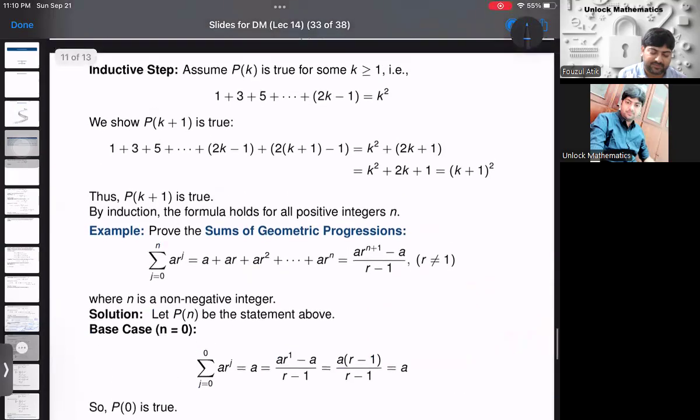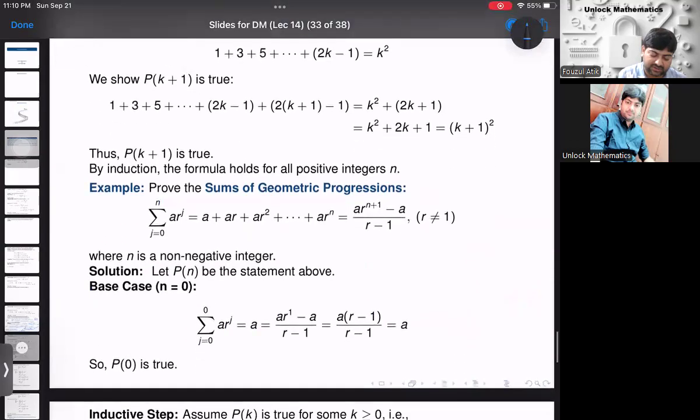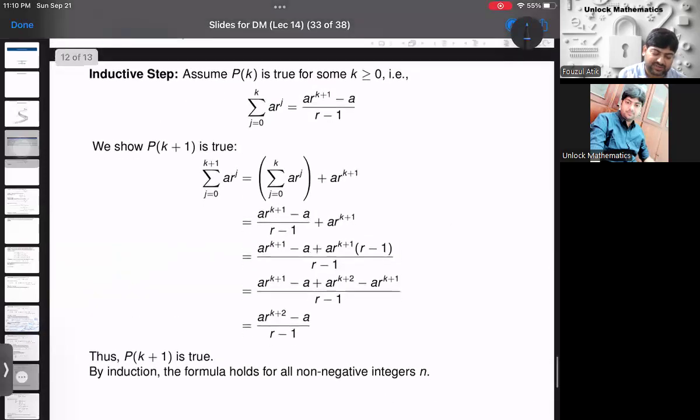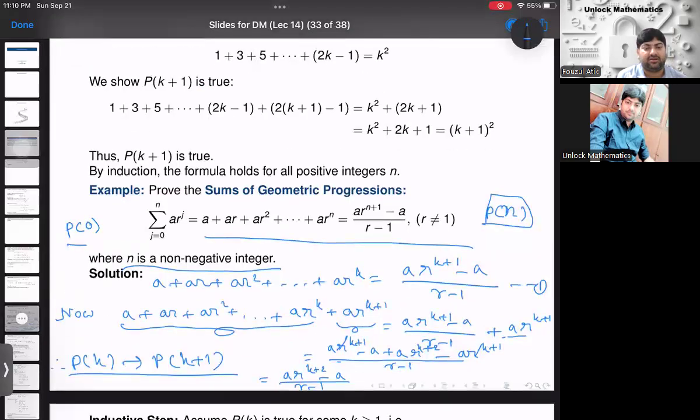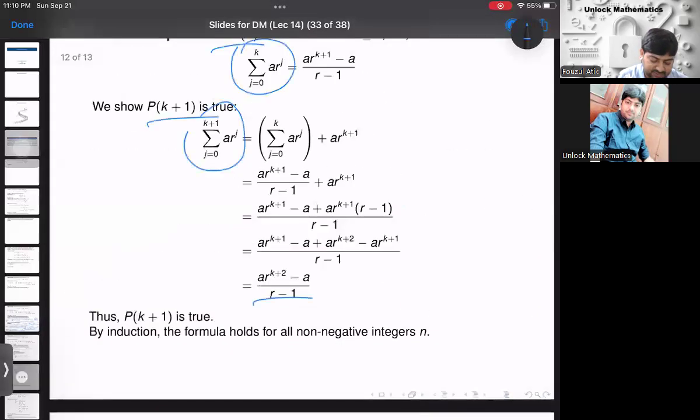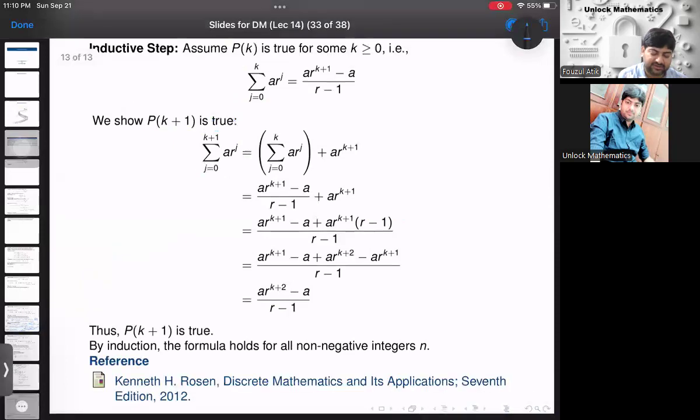So the formal proof is here. Like you can say that P0 is true, and then you assume that Pk is true. From there you prove that Pk plus 1 is true. So this summation expression you may avoid. You can do it in this way, the way I have done, right? So that is what I thought to discuss for this lecture.